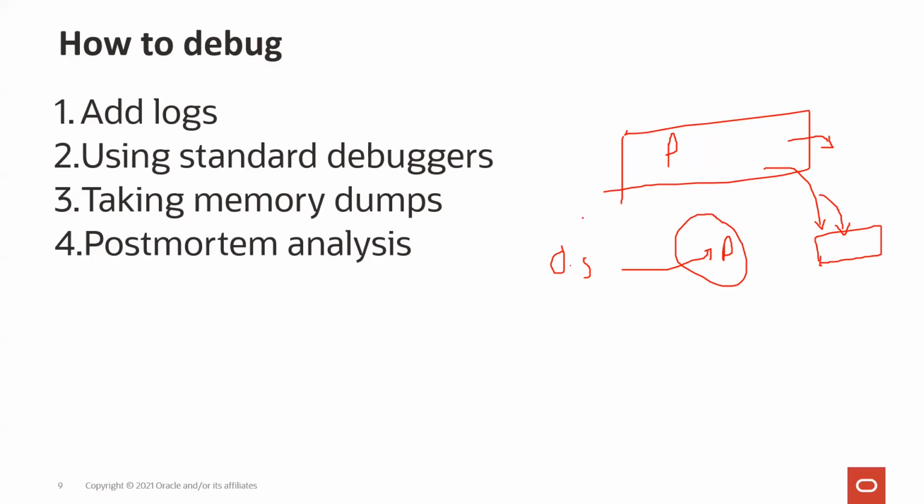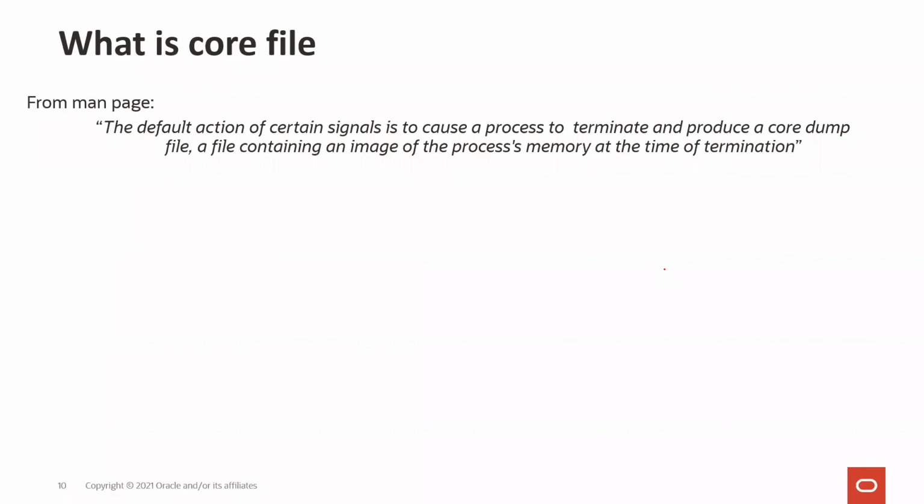What is the core file? This definition I took from the man page of core. What it explains is that the default action of certain signals is to cause a process to terminate and produce a core dump. Here you can see a few terms coming, which I will be emphasizing more. It says the action of certain signals. Signals will be generated which take certain action. Based on that action, it causes the running process to either terminate, or terminate and produce a core dump.